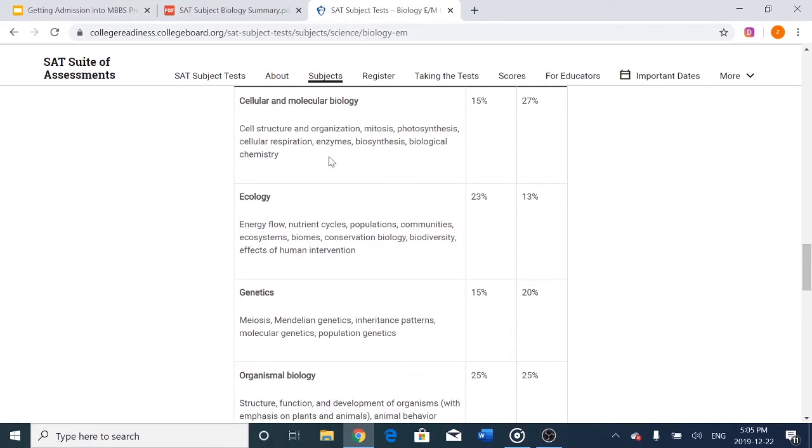Photosynthesis, cellular respiration, enzymes, biosynthesis, biological chemistry. Like the question on the enzyme, the graph, they'll usually always give a question on enzyme and it'll always have some sort of a graph or a diagram for it, and they'll ask you about substrate and active site. I've seen it in so many practice tests that at this point I just find it funny that they put this one in every single test.